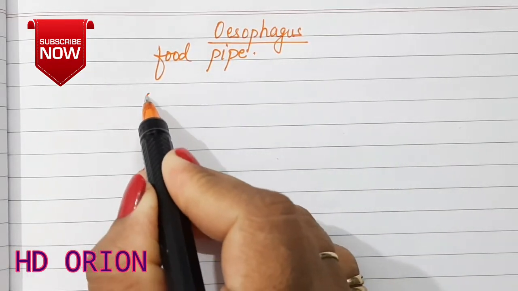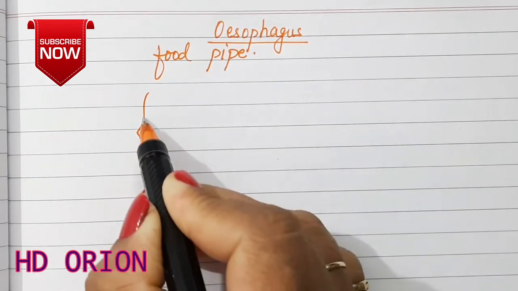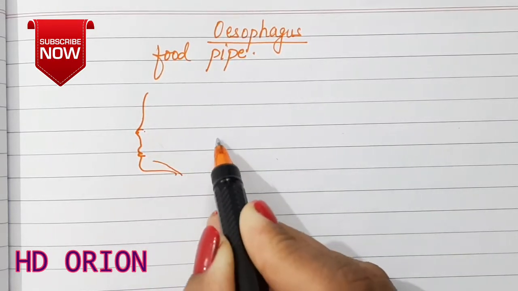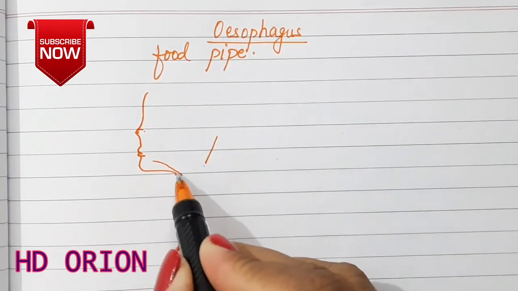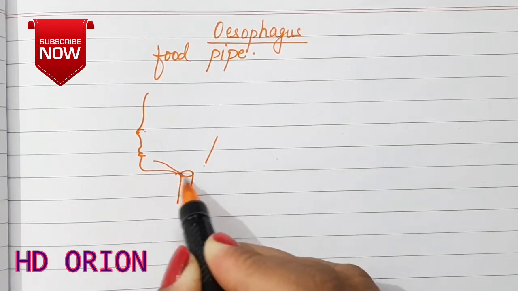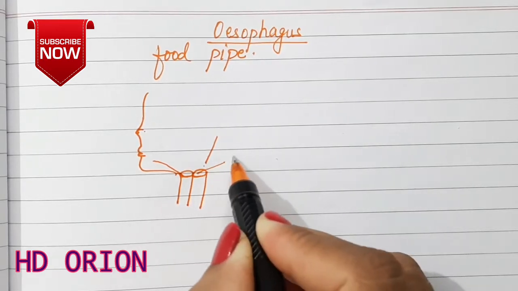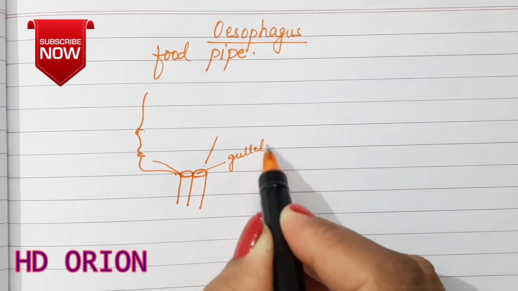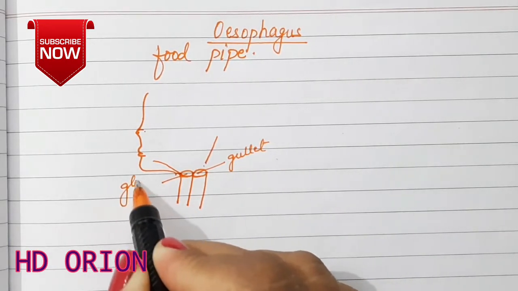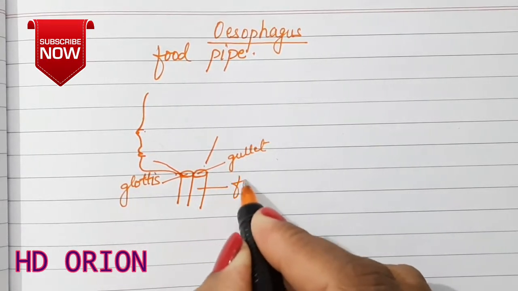Last time we studied about pharynx, and if this is the face region, this triangular structure is the pharynx, and here is the trachea, the opening, that is the glottis, and the gullet. So this is the gullet. This is very closely situated, and this is the opening of the trachea called as glottis. So the gullet is the opening of the food pipe.